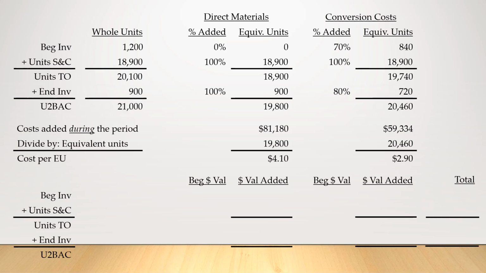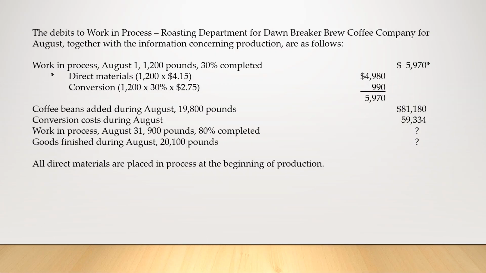For our final step, we need to convert the equivalent units in the table in the top half of the screen into dollar amounts. We can do so by multiplying them by their respective cost per EU. However, before we do that, let's put the dollar value of beginning inventory in that bottom table. Look back at your problem information. Beginning inventory had $4,980 of materials and $990 of conversion costs.